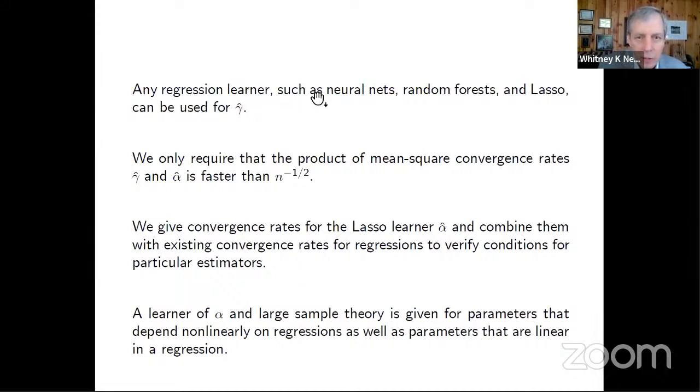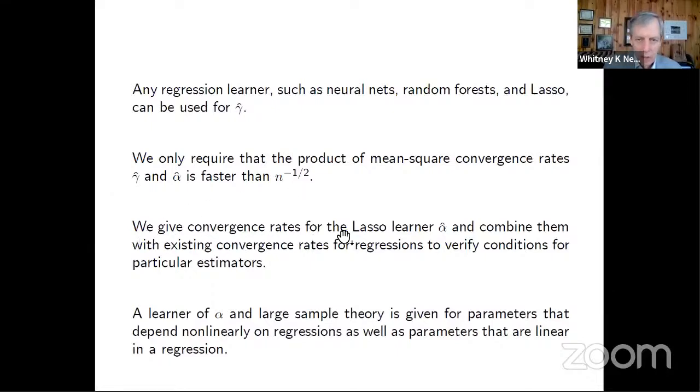Any regression learner, such as neural nets, random forests, and lasso, can be used for the regression. What we do require in the theory is that the product of mean square convergence rates for gamma hat and alpha hat is faster than n to the minus 1/2. That's the second order term. In the setting we're going to look at, it's the product of the residuals, the differences between gamma hat and gamma naught and alpha hat and alpha naught. And that product of residuals has to go faster than n to the minus 1/2.